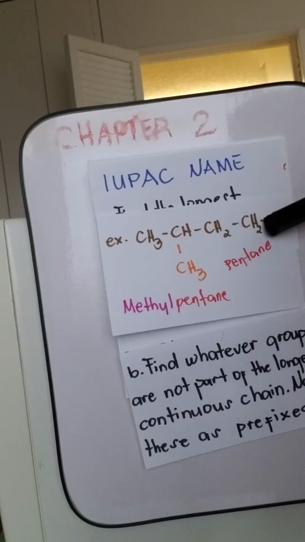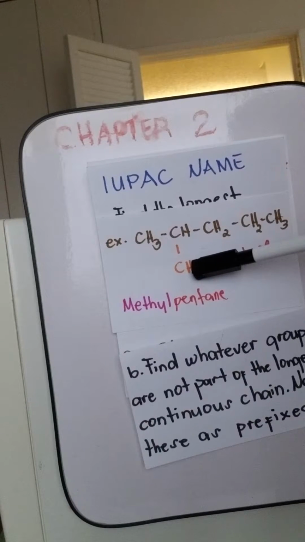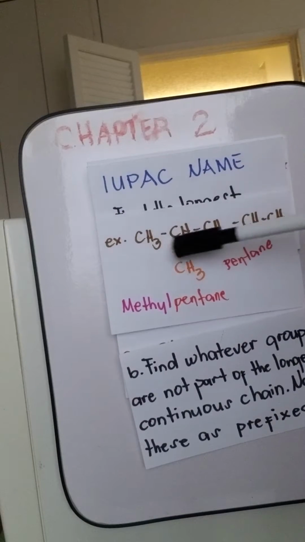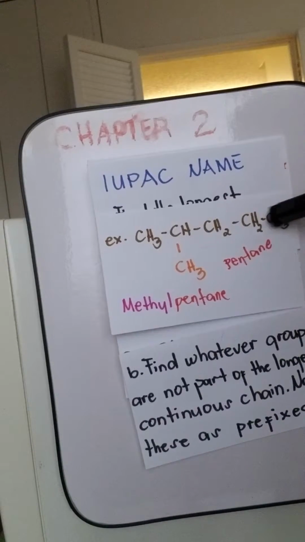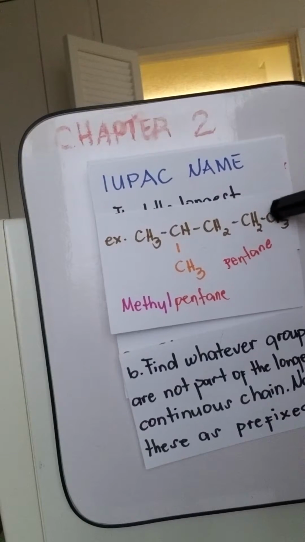Therefore, to name the structure, methyl is named first as your prefix, that branch or group attached to your mother chain, methyl, and then followed by the name of your mother chain, pentane. So methyl is for that group attached to your mother chain, and pentane is the name of your mother chain.